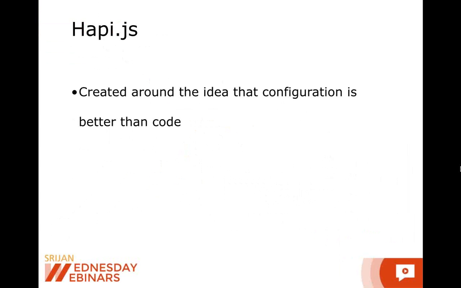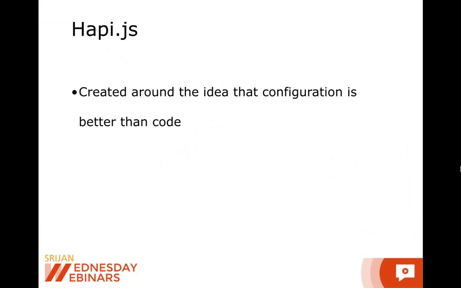So what is Hapi, and basically what is its philosophy? Hapi was initially created to serve APIs for Walmart Labs and their website. Hapi is nothing but a short form of HTTP API. So one of the philosophies it holds is that configuration is always better than code.